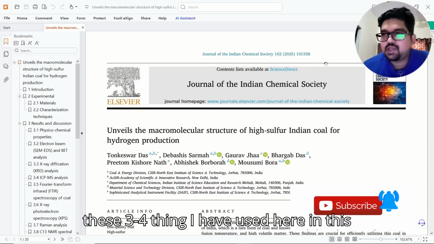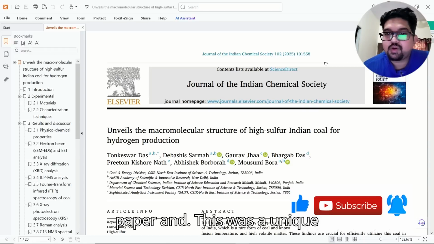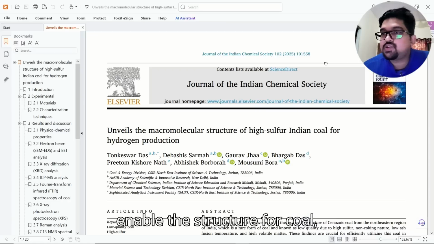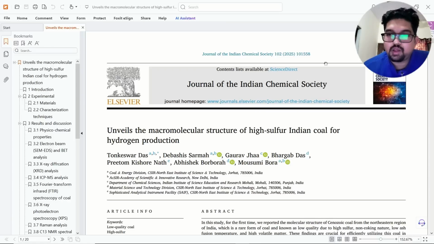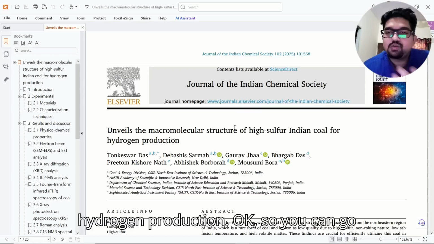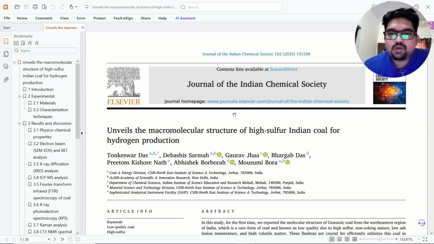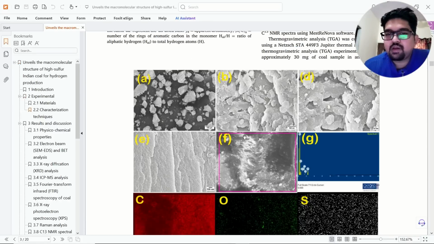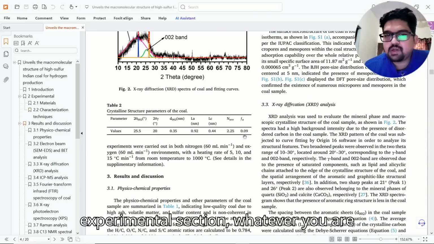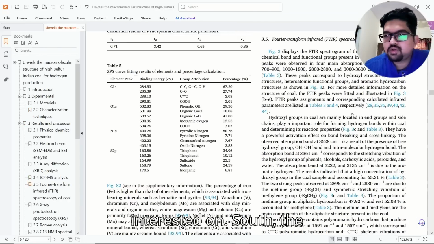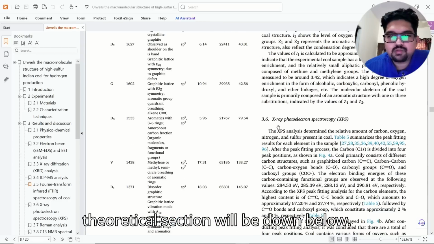All these three or four things I have used in this paper, and this was a unique paper. Here we try to unravel the structure of coal, Indian coal, for the first time for hydrogen production. Okay, so you can go through this paper and have a look, in the theoretical section or experimental section, whichever you are interested in. The theoretical section will be down below.